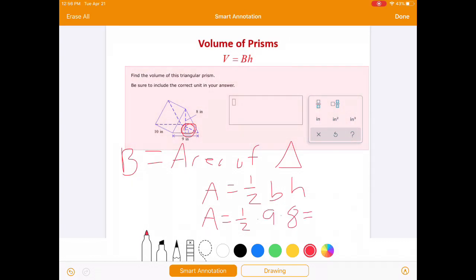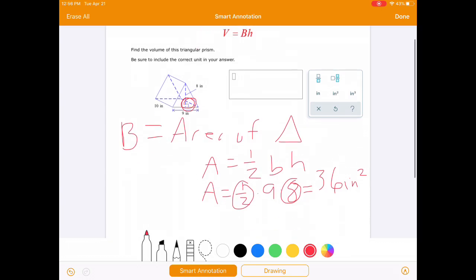And as we mentioned earlier, a lot of times, if I have an even number, I'm going to take half of that even number. So I'm going to take 1/2 of 8 to start off with, which is 4, and then take 4 times 9 and get 36. And we could call that 36 inches squared. All right, so I'm going to continue on here.